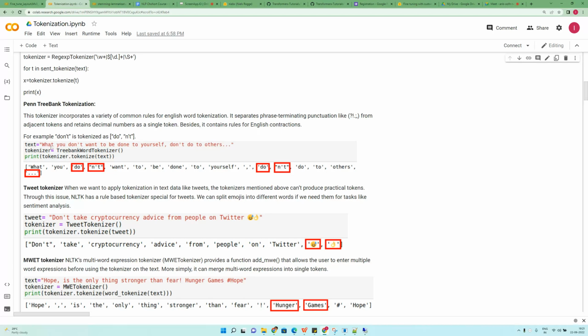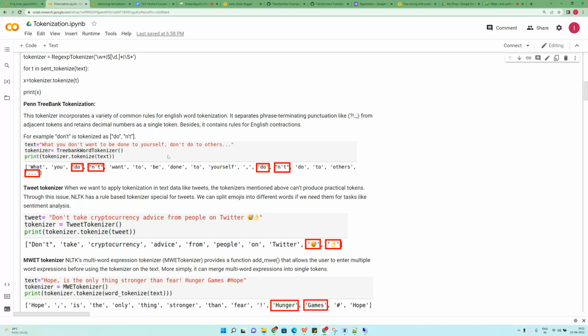If this is the sentence they have given, what you don't want done to yourself, don't do to others, then the Treebank word tokenizer will divide don't into do and n't. And there is a comma after yourself, right? Instead of having yourself comma as one word, it divided yourself into one token and comma as another. It also divided the colons into separate tokens instead of attaching them to the words. So that is the usefulness of the Penn Treebank tokenizer.